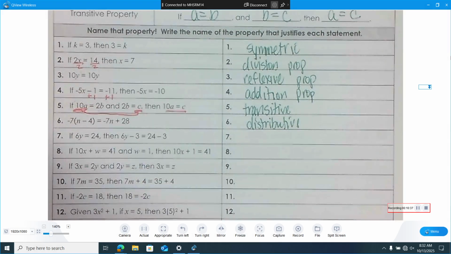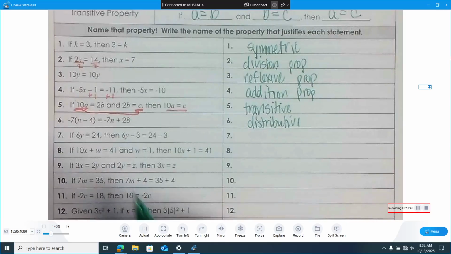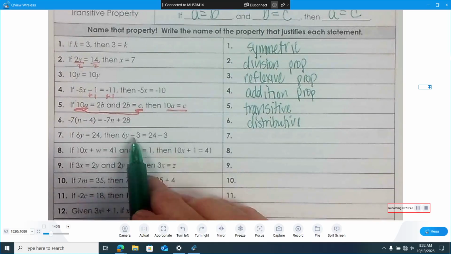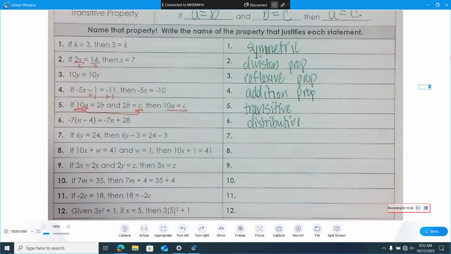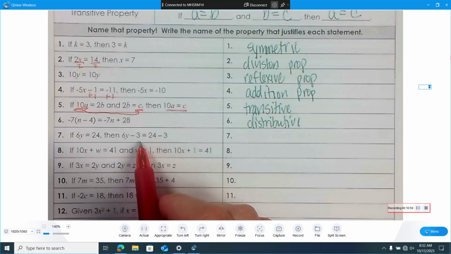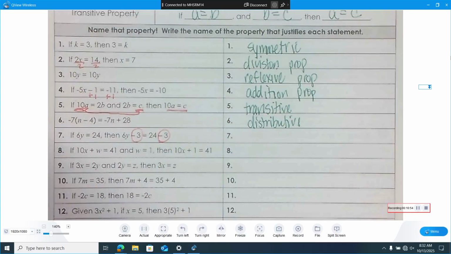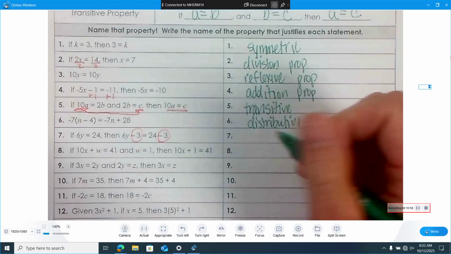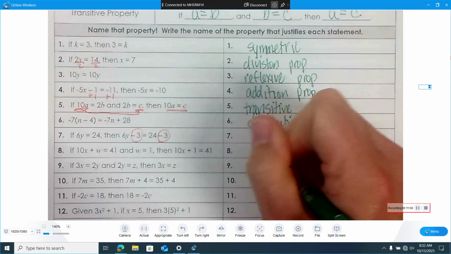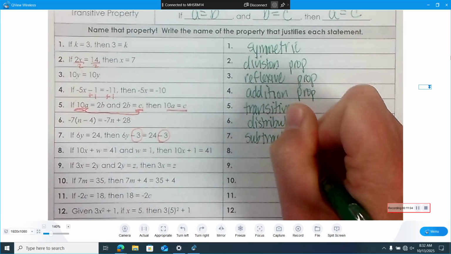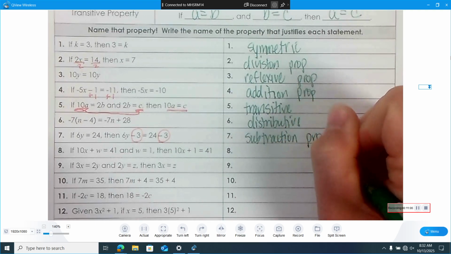All right, number 7 is interesting. When you look at the start, we just have this simple equation, 6y is equal to 24. But then we have this other thing. What did they do to this secondary? They subtracted 3. What allows us to subtract 3 from both sides? The subtraction property of equality. Yeah, we're allowed to subtract 3 from both sides. So that is the subtraction property of equality.